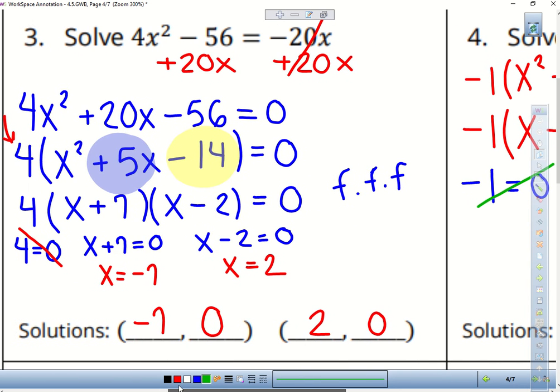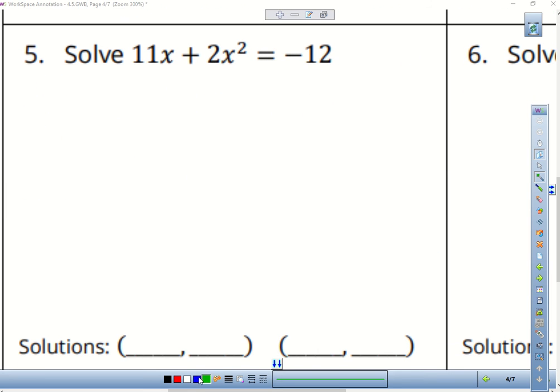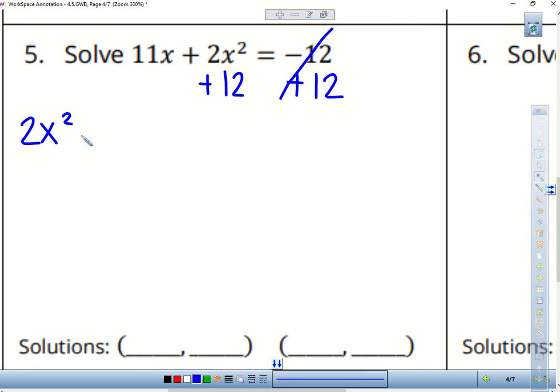Alright, now we're going to try number 5. So once again, we need to get it into standard form. So not only am I going to add the 12 over, I'm also going to rearrange it so that my x squared term is first, then my 11x, and then my positive 12. So that it's x squared, x, and then the 12.